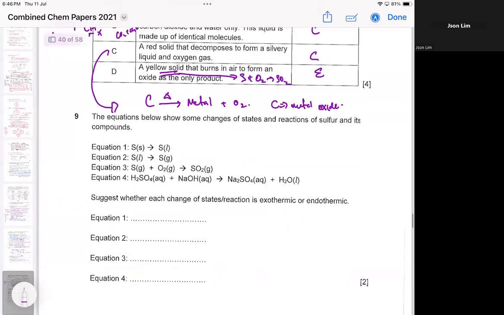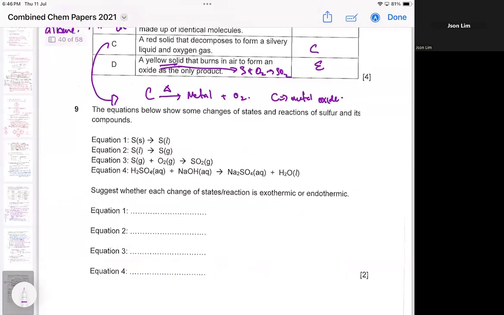Okay, number 9. This is my answer. If you don't know why, again, let me know. Endo, exo, exo. Whichever part you're not sure about, please let me know.